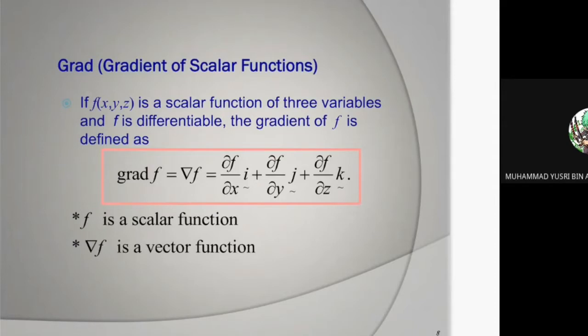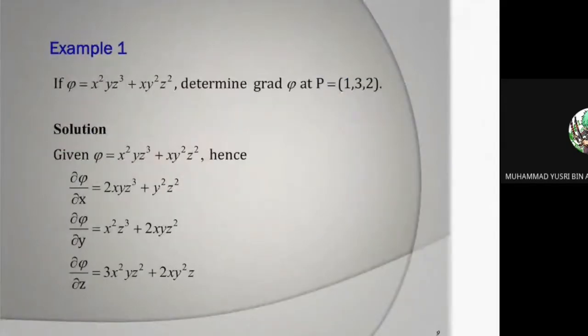So in this case, this f is the scalar function. Then when you find the gradient, it will become a vector function. Example 1: if phi is equal to x squared y z to the power of 3 plus x y squared z squared, determine gradient phi at P equal to (1, 3, 2). So you have to differentiate this phi with respect to x, then with respect to y, and then with respect to z.